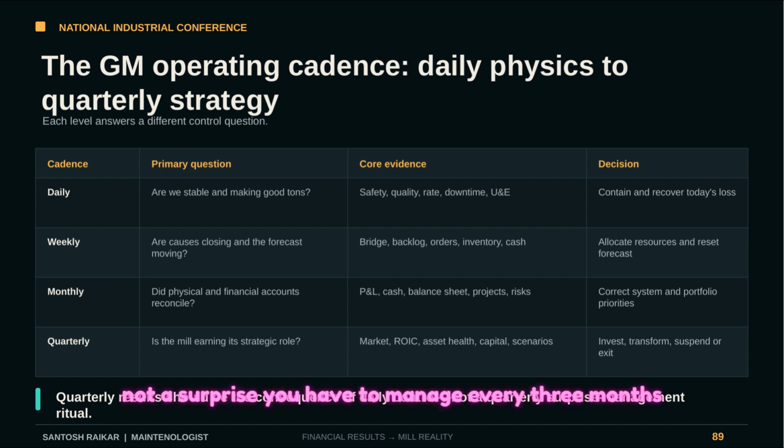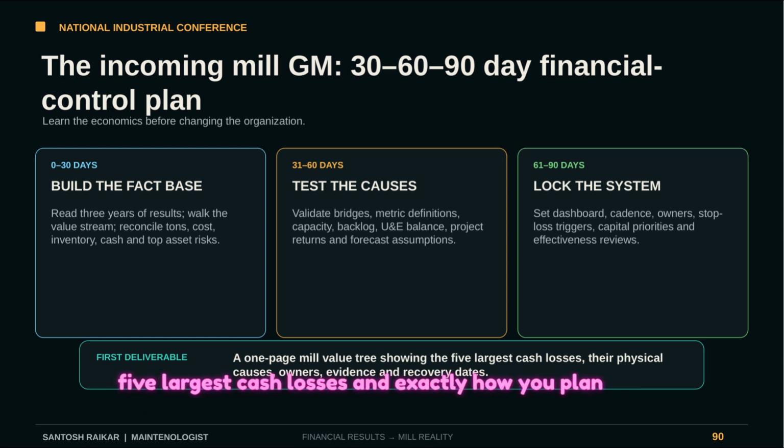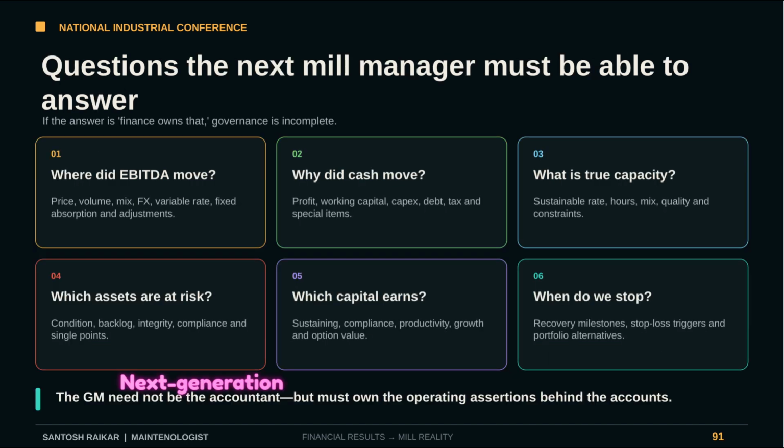every 3 months. For a new GM, the first 90 days are about learning the economics. By day 90, you should have a mill value tree that shows your 5 largest cash losses and exactly how you plan to fix them. Next generation mill managers must be able to answer these 6 questions. If your answer is finance owns that, then you aren't yet fully governing your mill's performance.